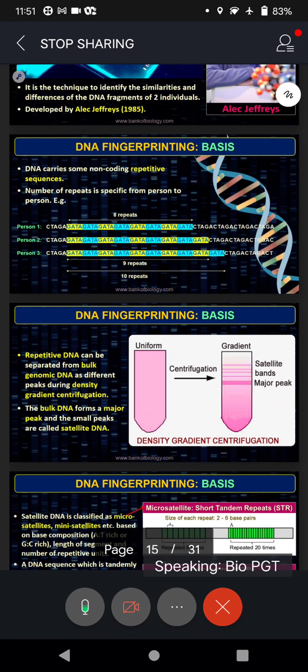So thanks to our biology. This is how it's taking place. Okay. So DNA fingerprinting is basically a technique.